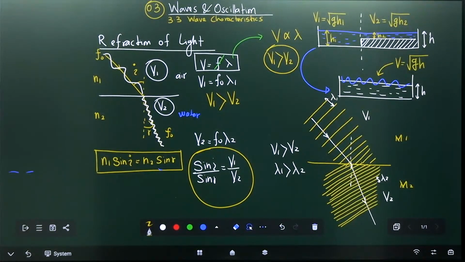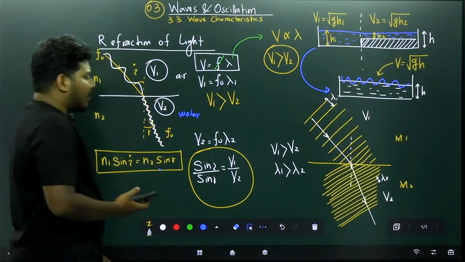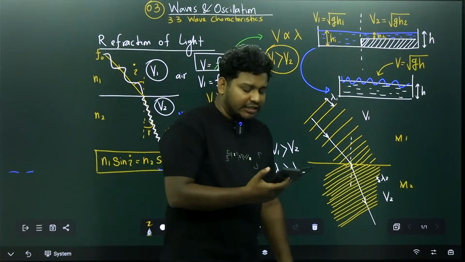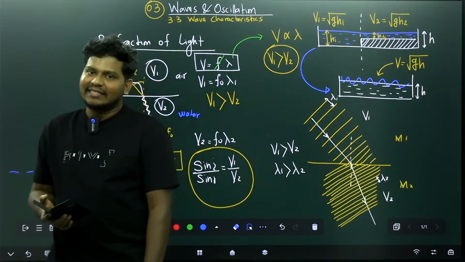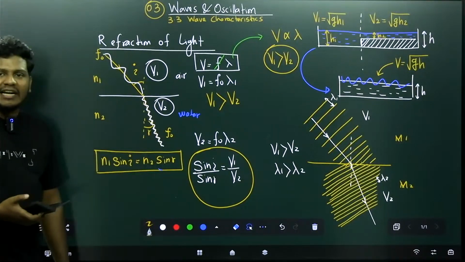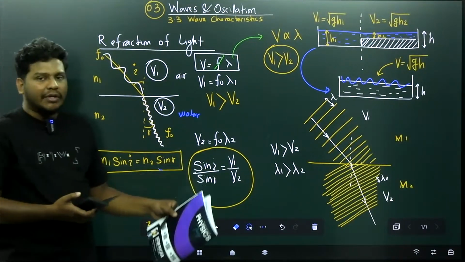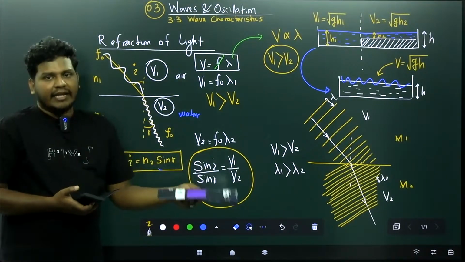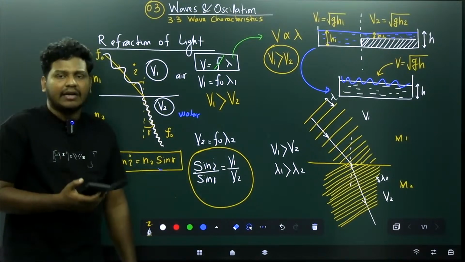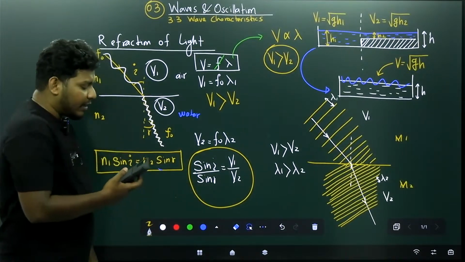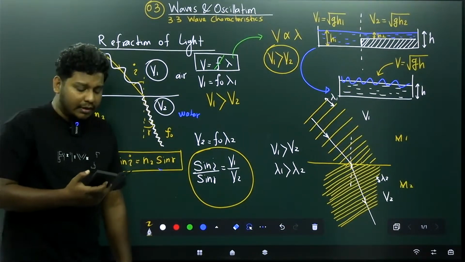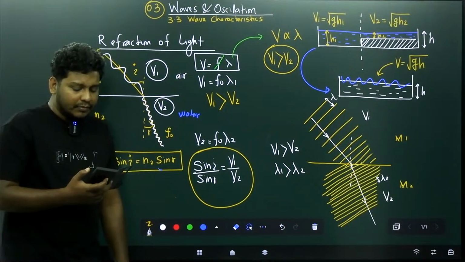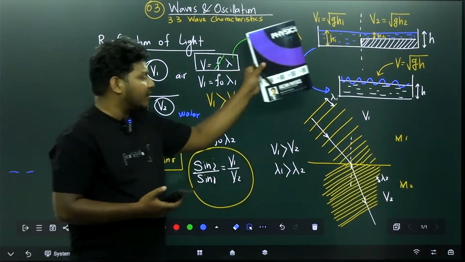Someone is asking whether there is a relationship between the energy and the amplitude. Yes, we will study that part later. That part is also in this textbook. I'll explain that part later, guys. So please note this one in your exercise book.